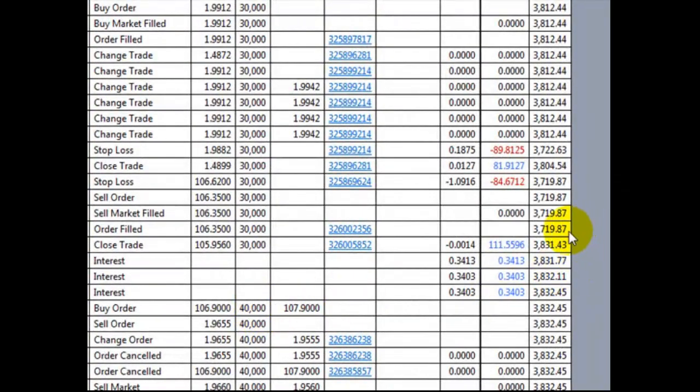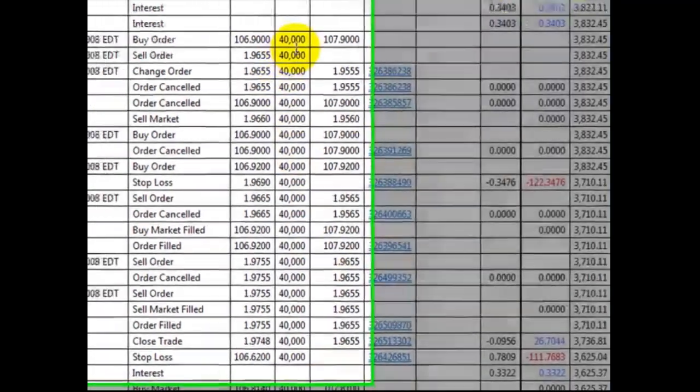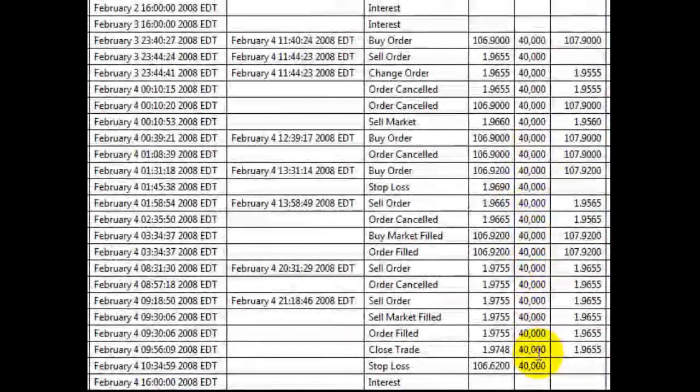Alright, so now we just begin trading, and you can see as we go through the month of February, the account balance fluctuates up and down. Starts at 3.8, it drops down to 3.7, and you can see although the account balance is fluctuating, I've kept my lot size constant at 40,000.